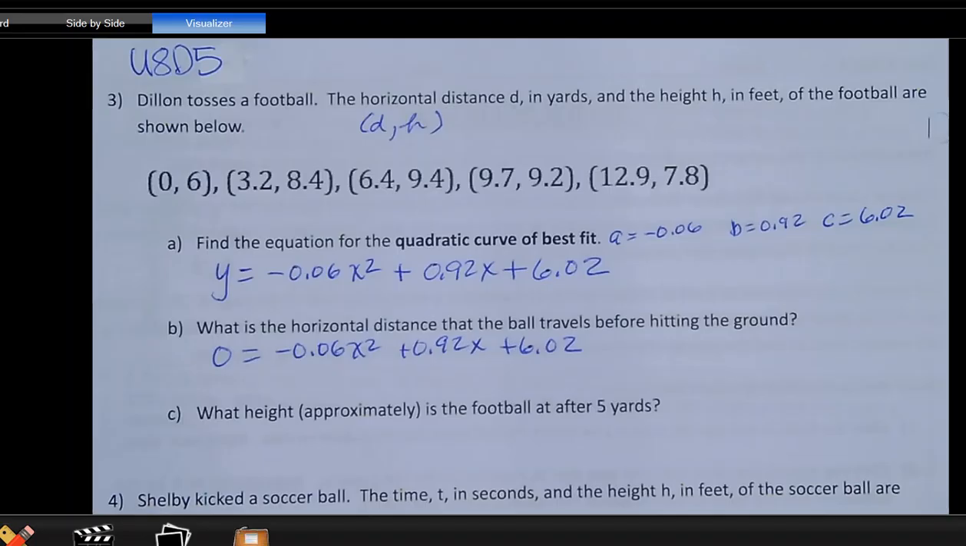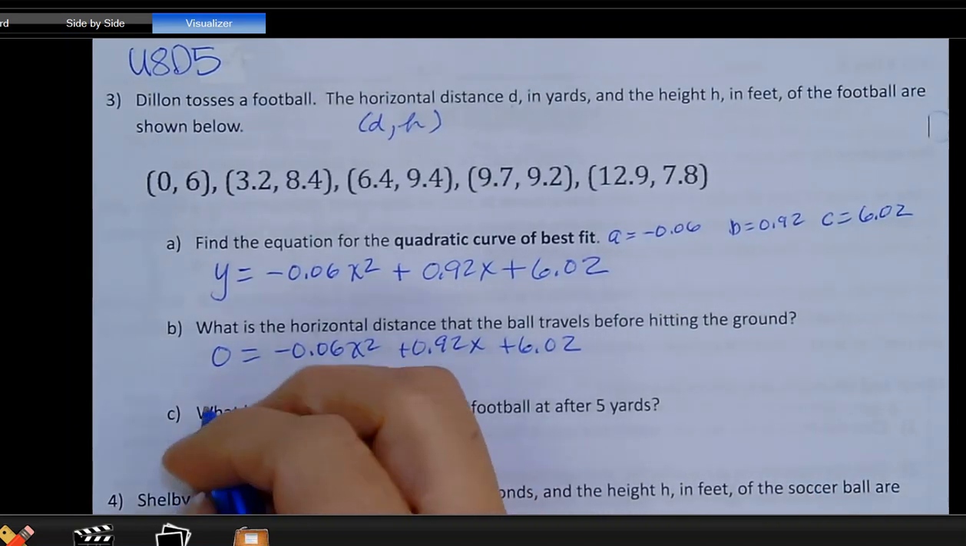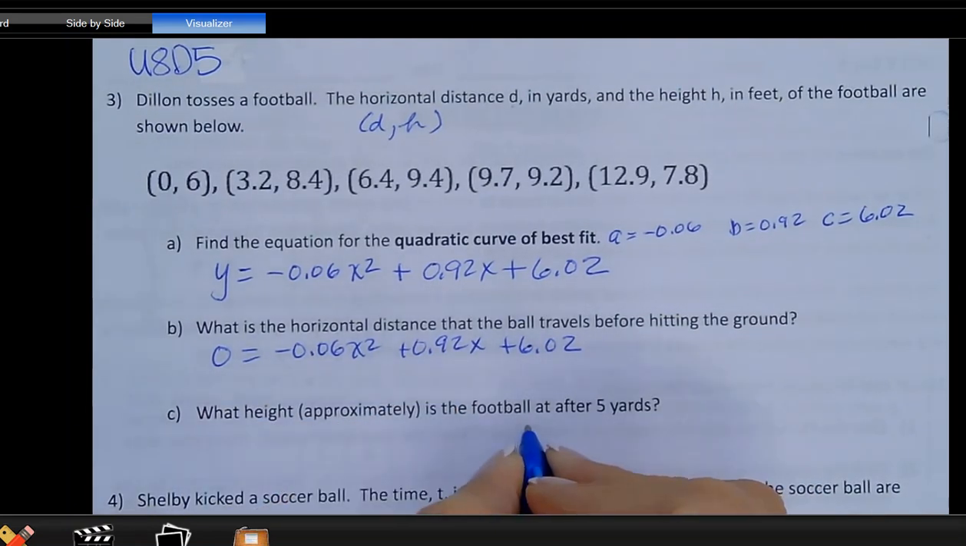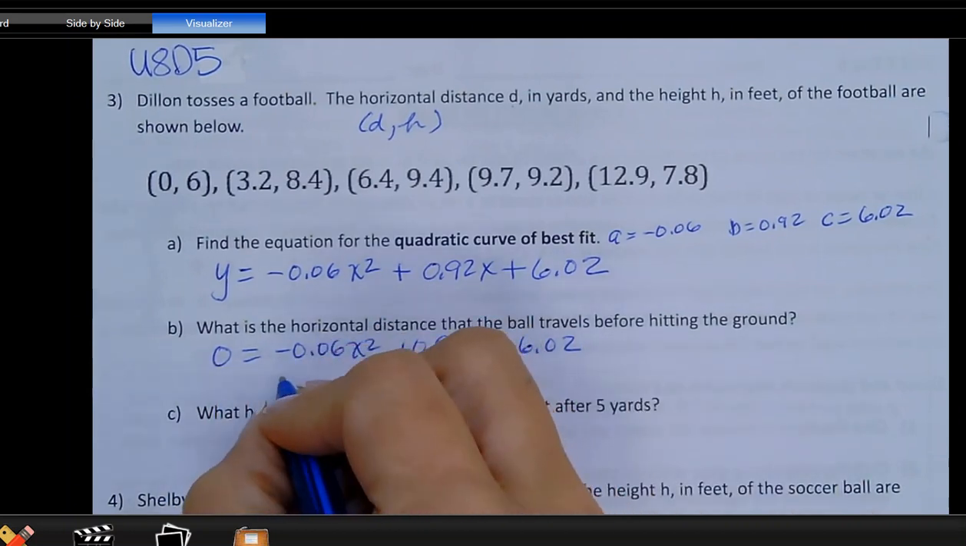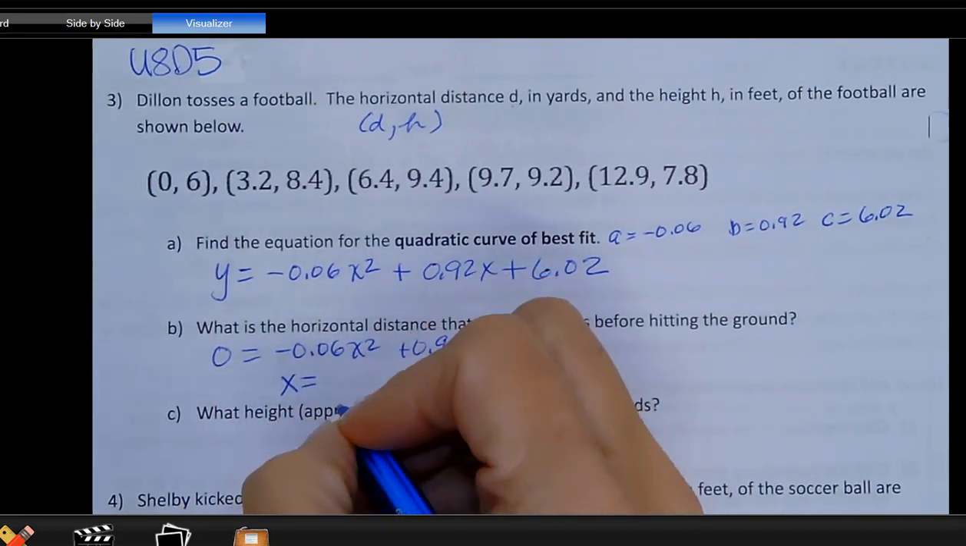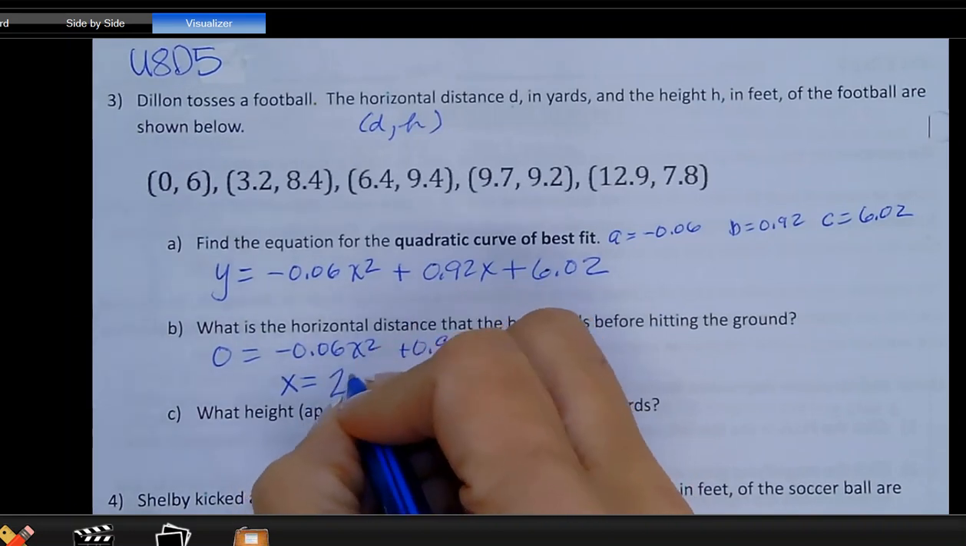So back to my notes. The height, when the height was, the horizontal distance, when the distance was 0, I know that x equals 20.089 yards.